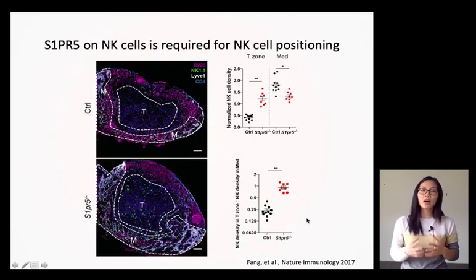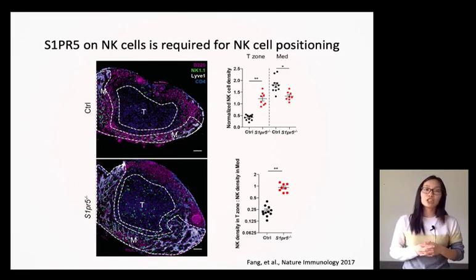We next asked, how are NK cells sensing the spinster2 generated S1P gradients in lymph nodes? Now there are 5 known S1P receptors, 1 through 5, and NK cells express high levels of S1P receptor 5. They're known to use S1P receptor 5 to egress from lymph nodes. So we asked whether S1P5 might allow NK cells to also position themselves properly within lymph nodes. When we knocked out S1P receptor 5, the animal showed the same phenotype as before, that is to say, mislocalization of the NK cells from the medulla to the T-zone, and again, the quantification is to the right.